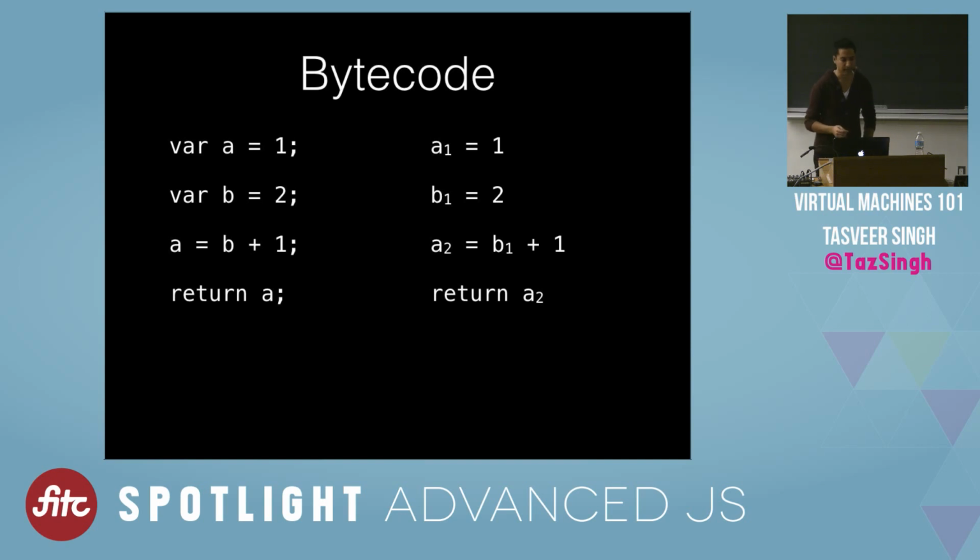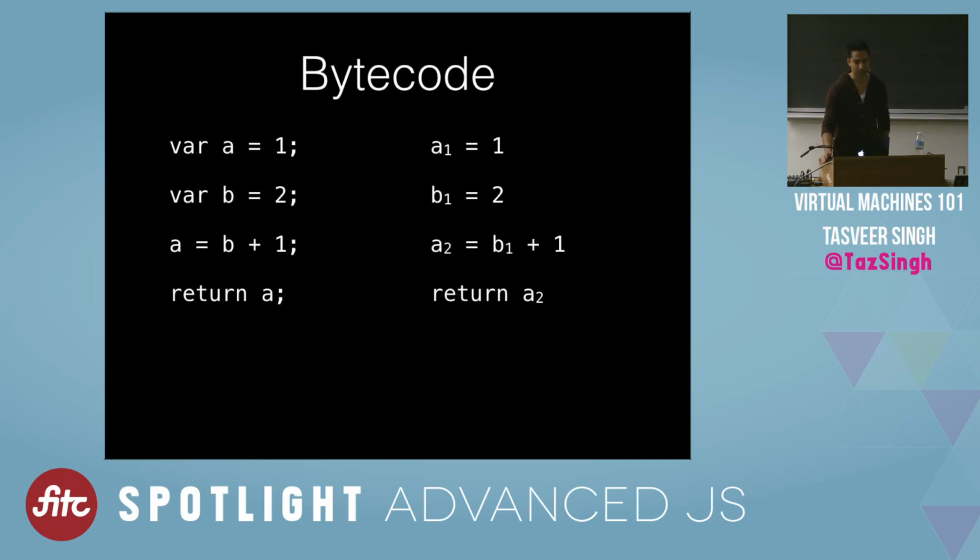So we can see that the first version of A has 1 assigned to it. The first version of B has 2 assigned to it. The second version of A, once again, we don't overwrite existing versions, we just keep adding versions. The second version of A has the first version of B plus 1, and then we're finally returning the second version of A. Right? So now looking at this, a compiler can very easily eliminate dead code, very easily remove statements that you don't require.